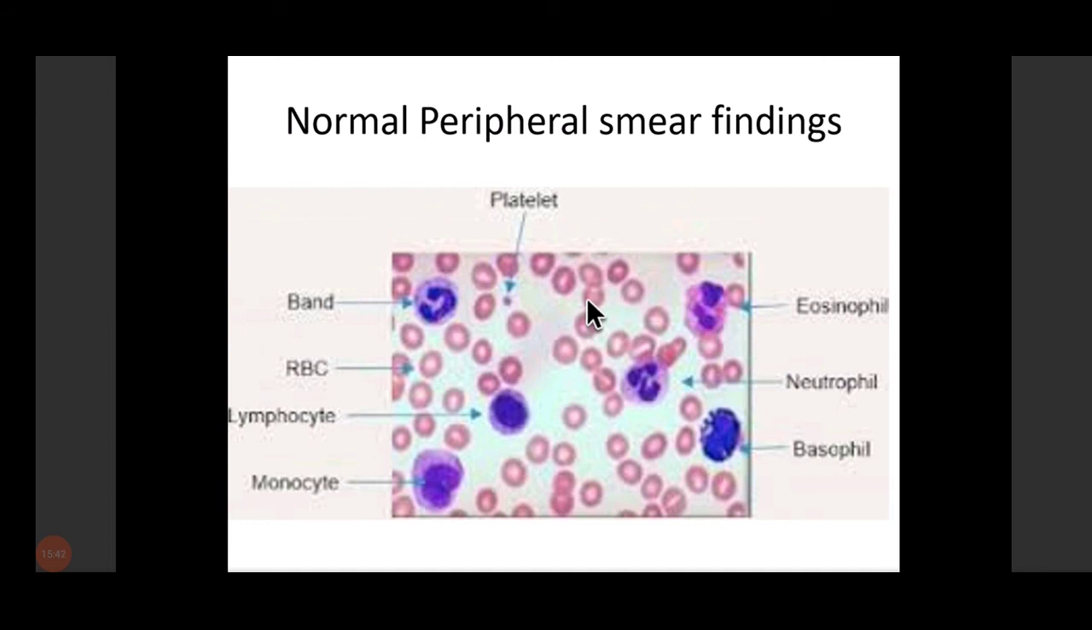That was the gross examination of a peripheral smear. How do you see a normal peripheral smear? That is what is important. Okay, so this is after staining with Giemsa or Leishman stain.